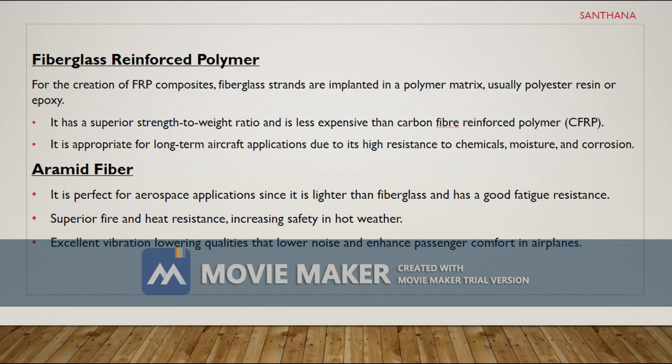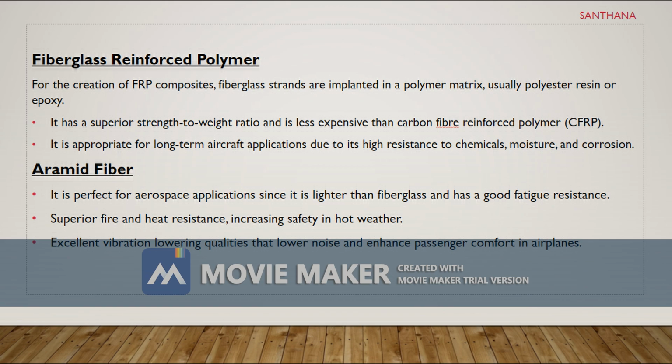Now, let's talk about fiberglass reinforced polymer, or FRP. This composite is made by embedding fiberglass strands into a polymer matrix, which is usually polyester resin or epoxy. It has a great strength to weight ratio, and compared to carbon fiber reinforced polymer, CFRP, it is a more budget friendly option. Plus, it's highly resistant to chemicals, moisture, and corrosion, making it a reliable choice for long term aircraft applications.